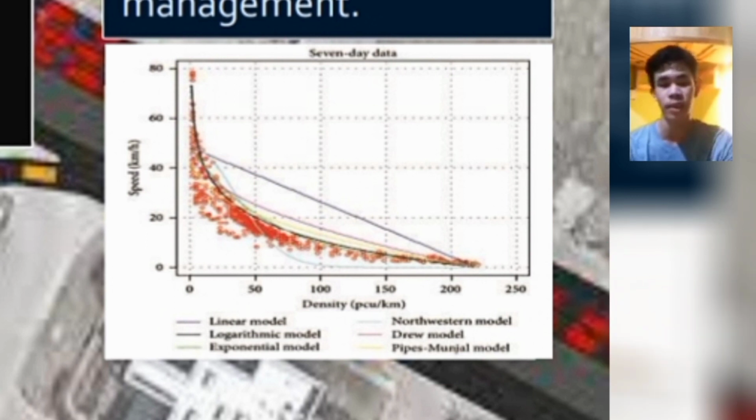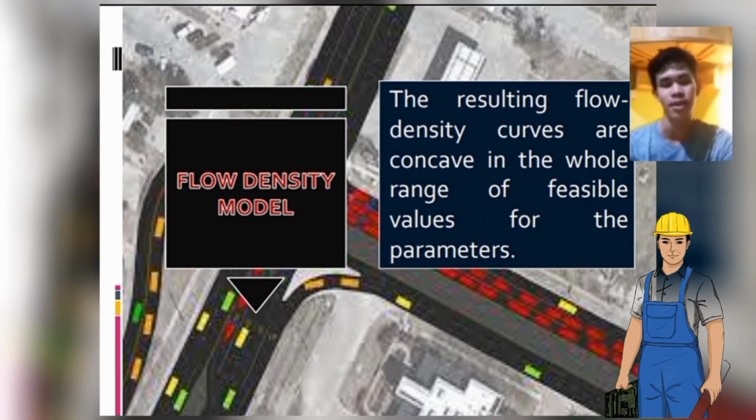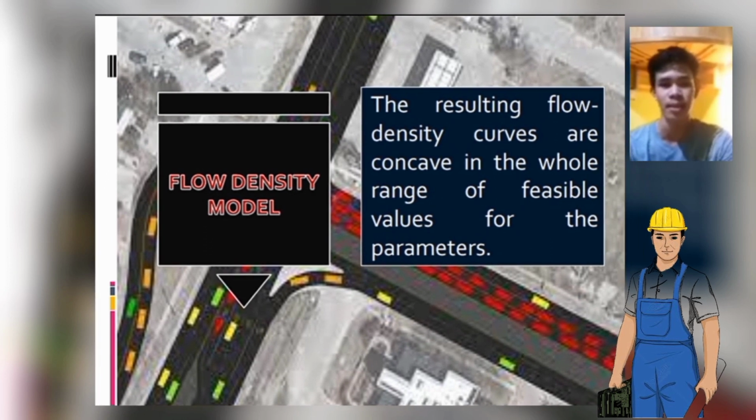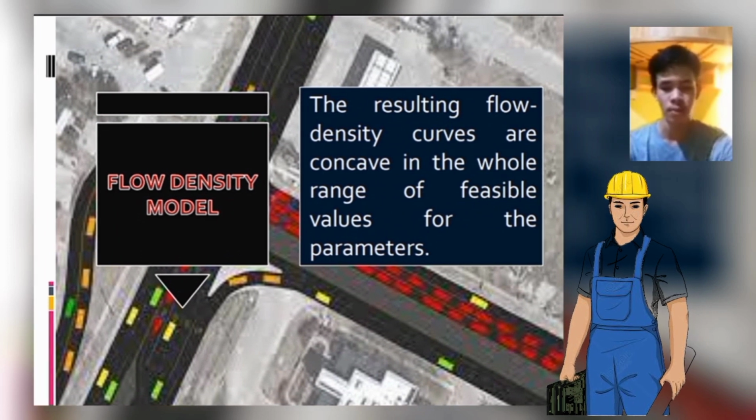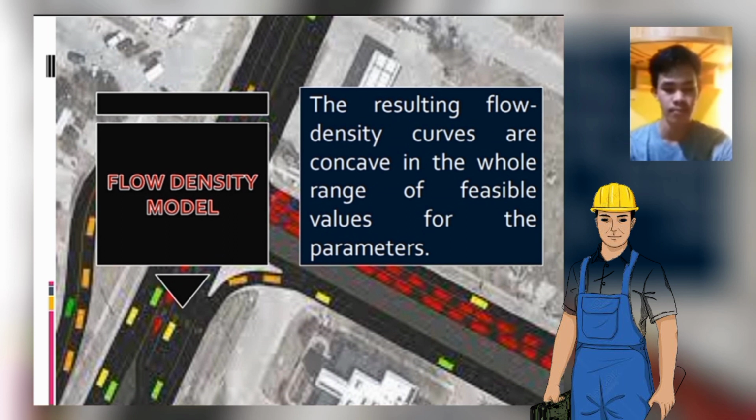So we have here a figure that shows the representation of the speed-density relationship that provides basic insights into the relationship among traffic flow. And then we have here the flow density model. The resulting flow density curves are concave in the whole range of feasible values for the parameters. So we have to understand that in the flow density model, the maximum flow rate represents the highest rate of traffic flow that the highway is capable of handling. This is referred to as the traffic flow at capacity, or simply the capacity of the roadway.